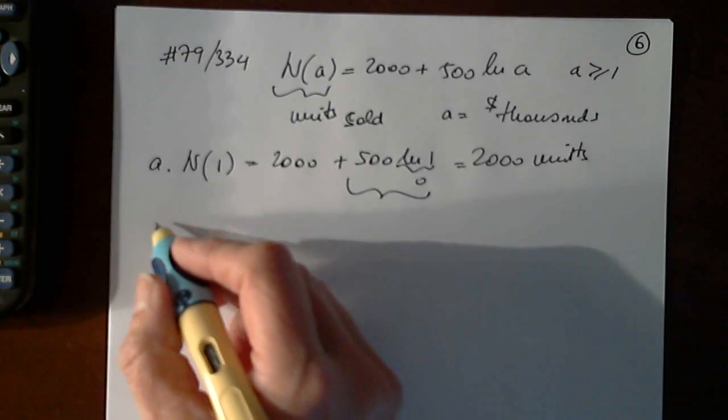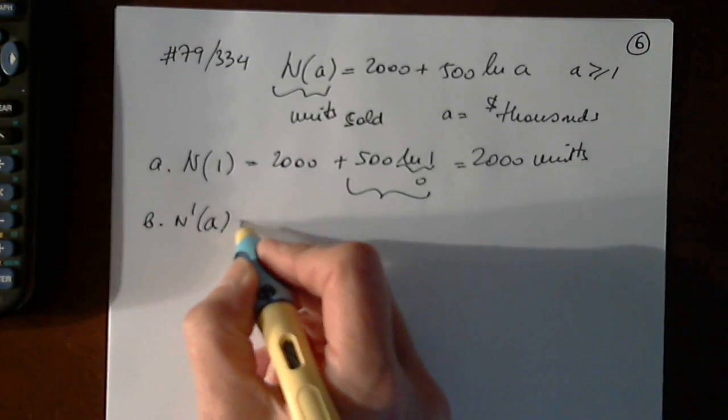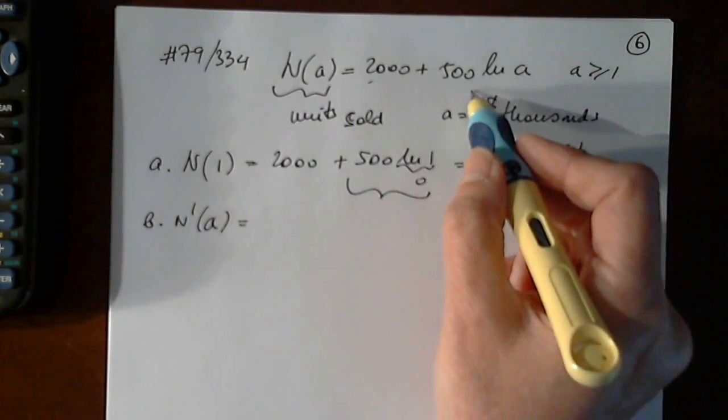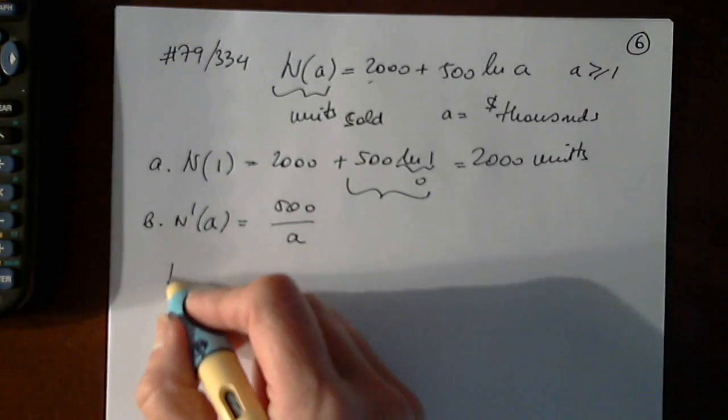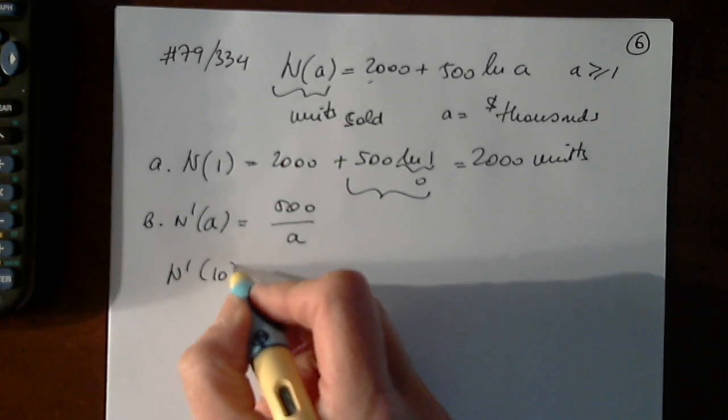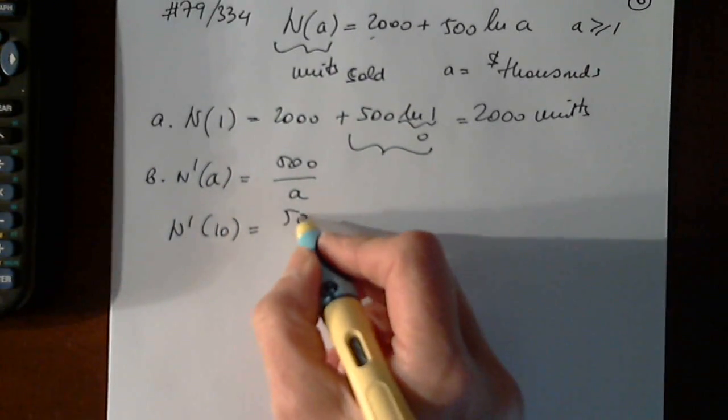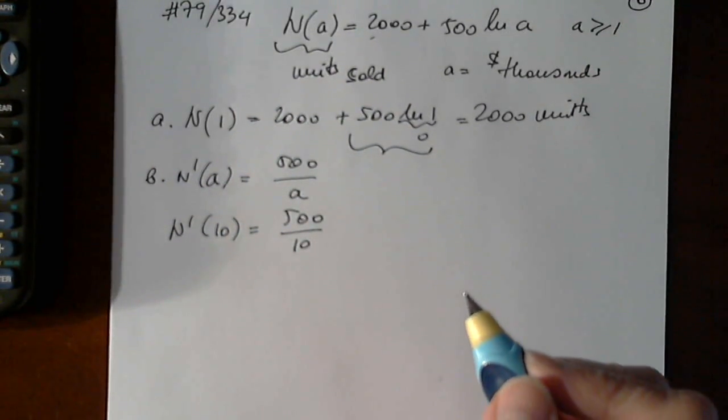Find N prime of a. Okay, so this is 500 divided by a. And now find N prime of 10, which is 10,000. So 500 divided by 10.